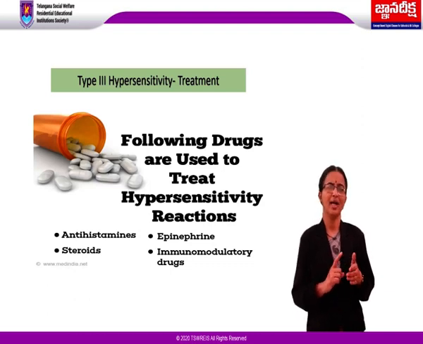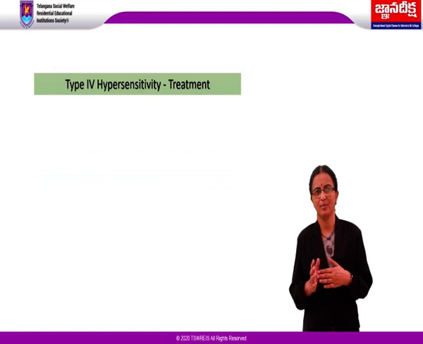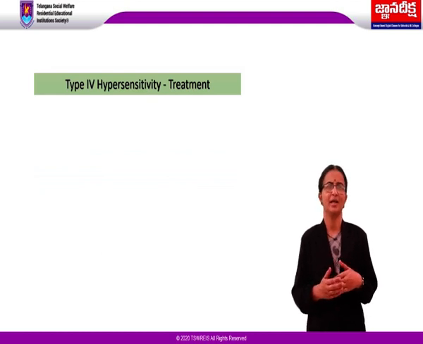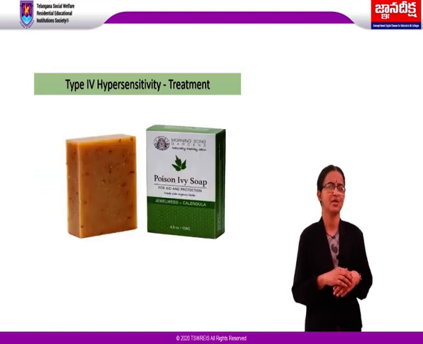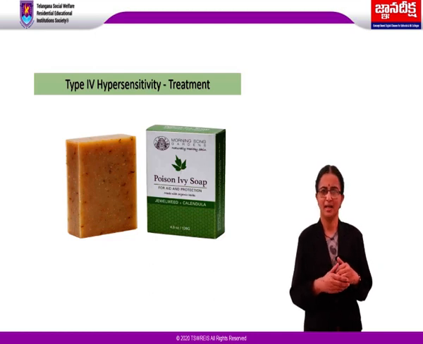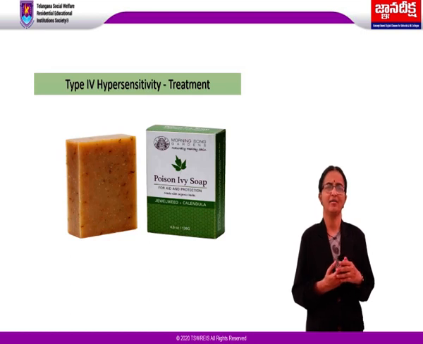Type 4 hypersensitivity, or delayed type hypersensitivity, can usually be resolved with topical corticosteroids and trigger avoidance, that means avoidance of the allergen. Use of brown soap is advised for the treatment of contact dermatitis.